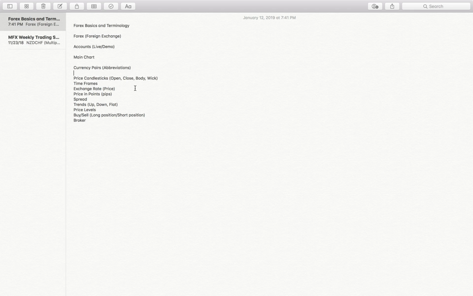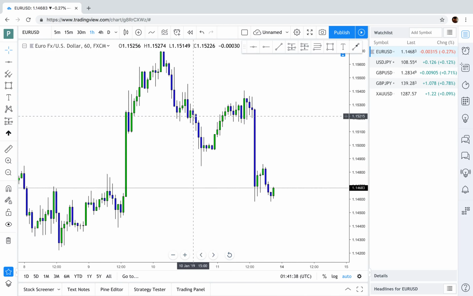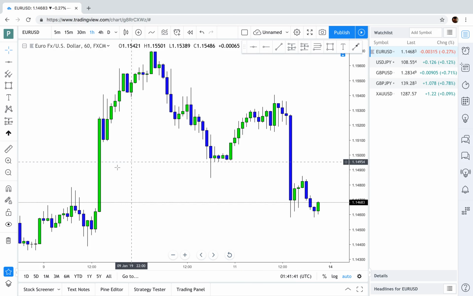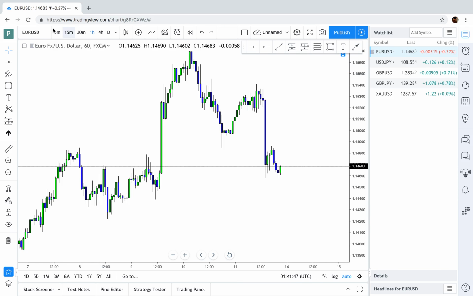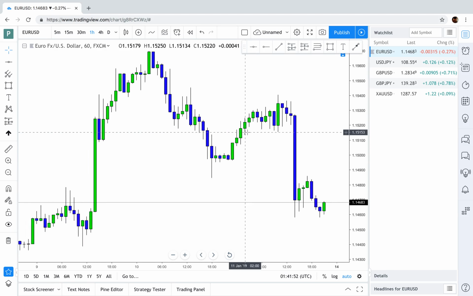Now, price candlesticks. We're going to be going over these four things right here next to that, but let's just look at these candlesticks. See these candlesticks on the chart? These candlesticks represent what price did within a certain period of time. The certain period of time is determined by whatever time frame you're looking at, which we're going to go into here in a second. But as far as these candlesticks, this is how they work.